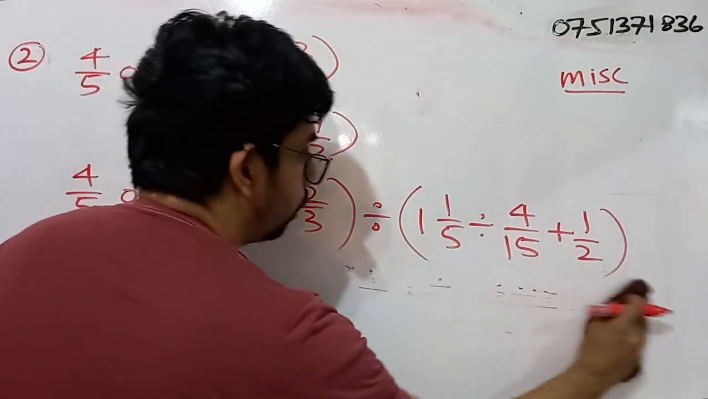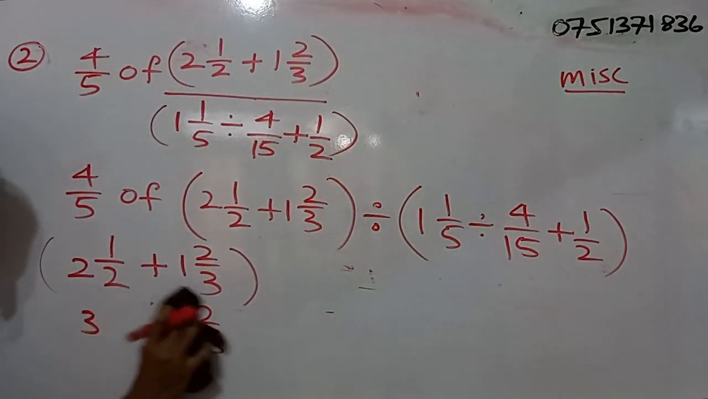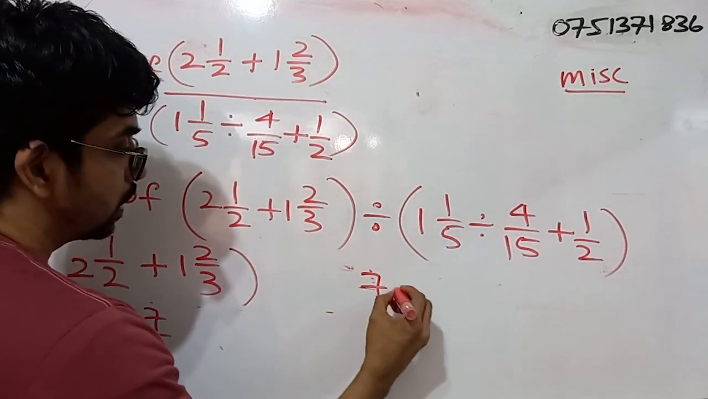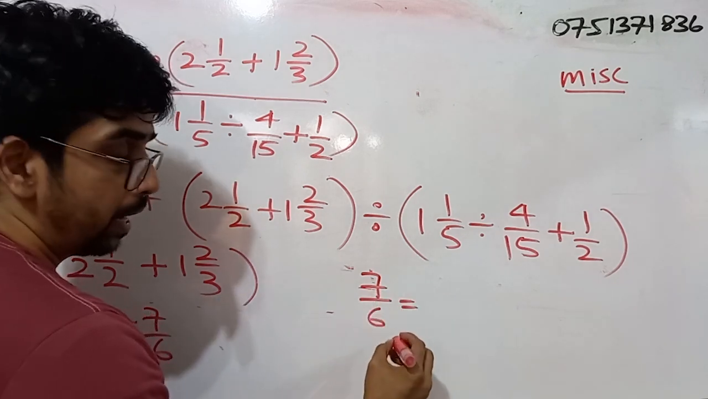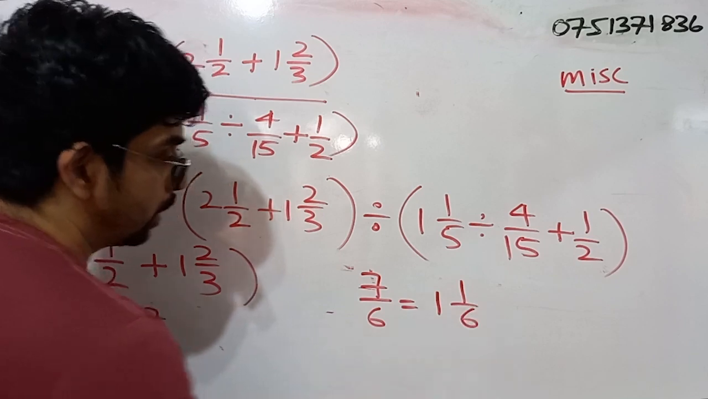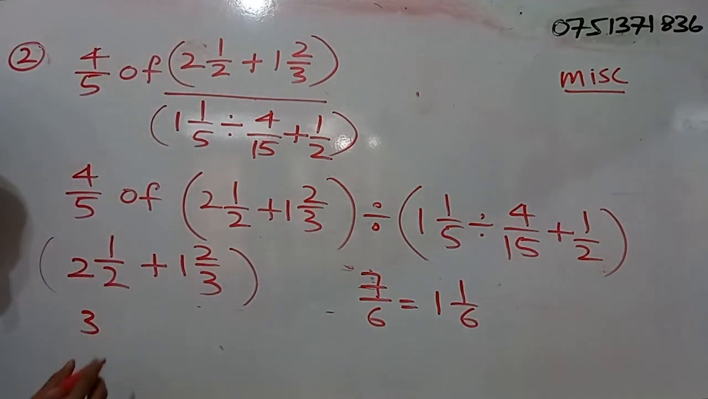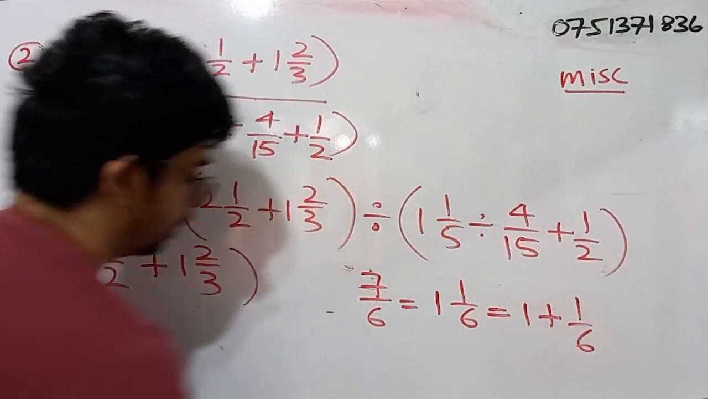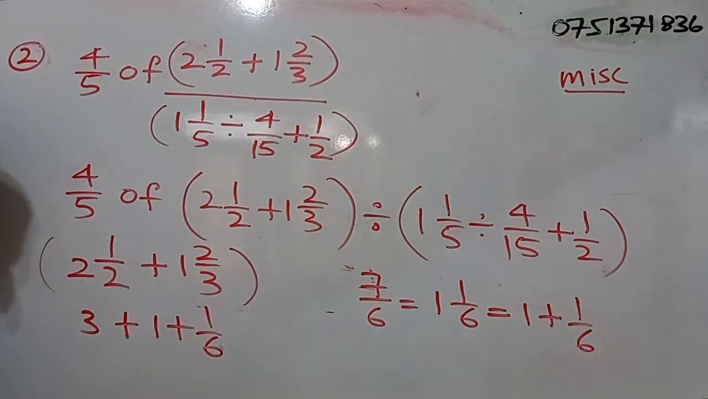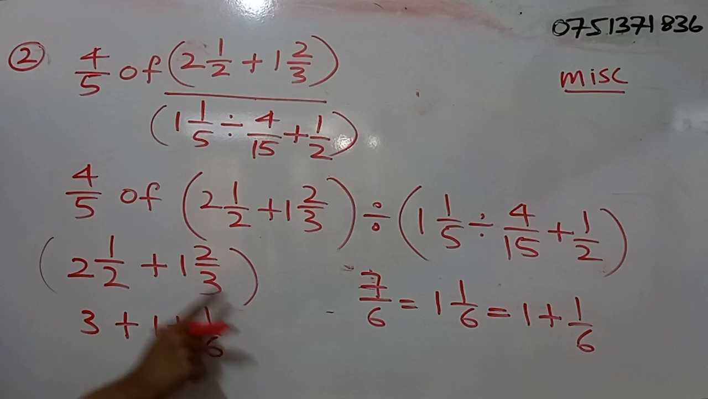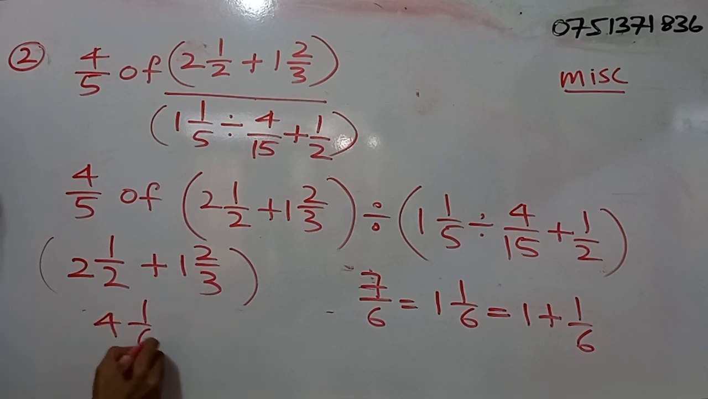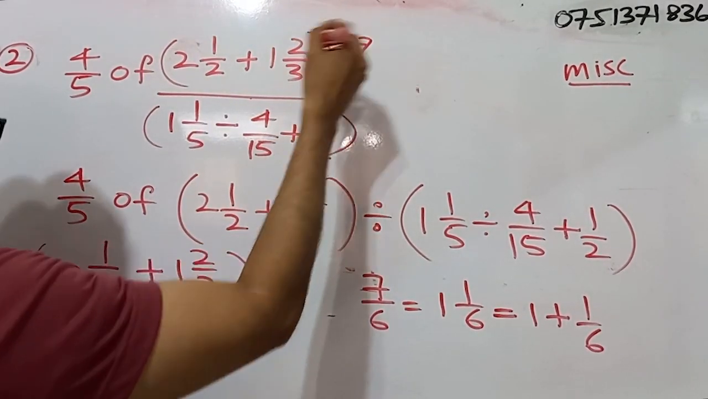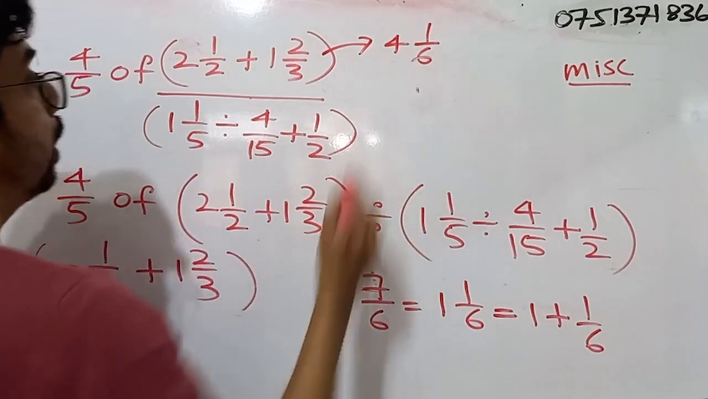Right? So when we simplify this, this becomes what? 3 plus 7 by 6. But we know 7 by 6 means what? When we simplify it as a mixed number, 1 and 1 by 6. Right? So this becomes what? 3 plus 1 and 1 by 6. And also I can break this into what? 1 plus 1 by 6. So 1 plus 1 by 6. So I can simplify the entire thing into what? 4 and 1 by 6. Right. So we know when we simplify this bracket, we will write it. This becomes what? 4 and 1 by 6.